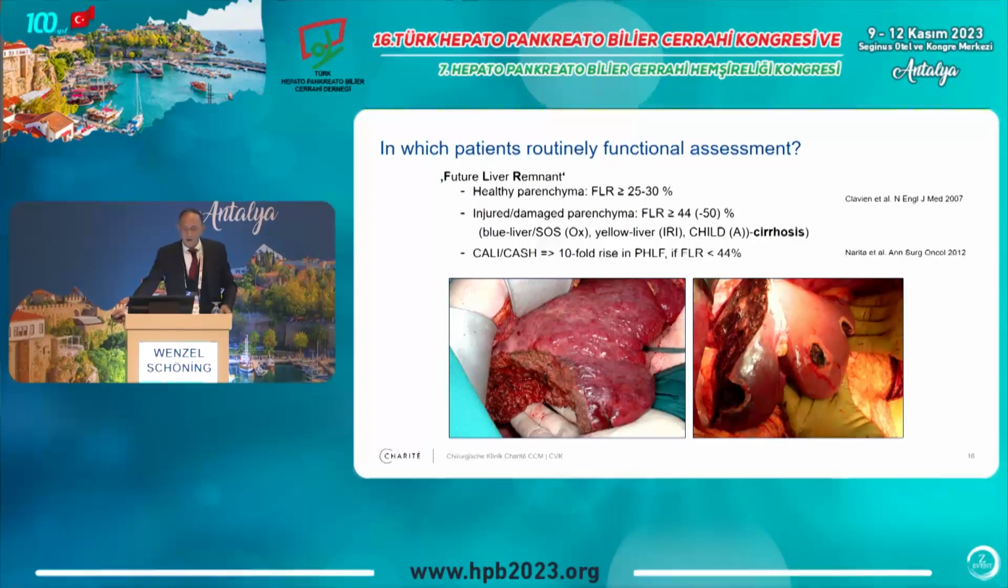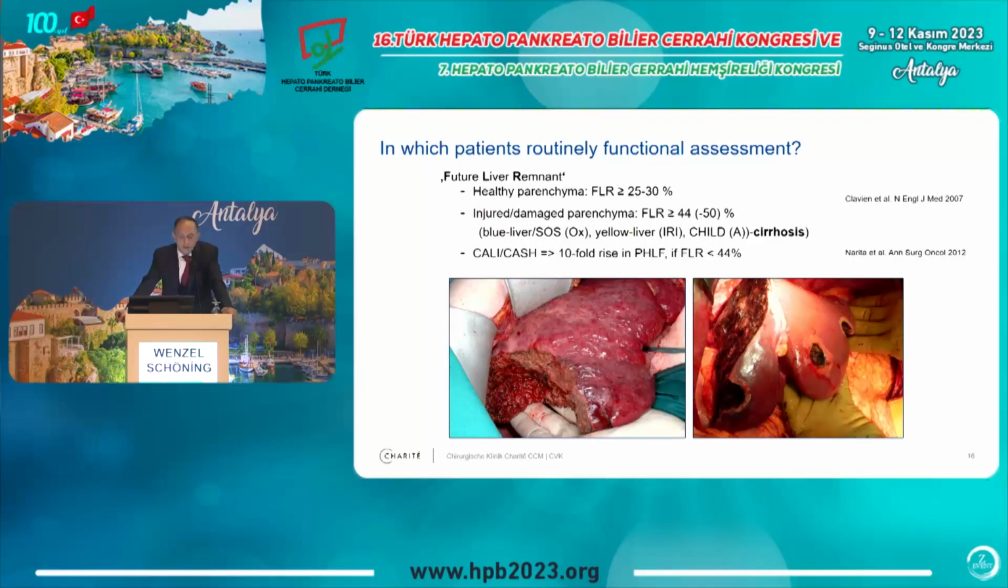So, in which patient routinely functional assessment? Some words about future liver remnant. As you all know, healthy parenchyma. This was already published by Clavien a couple of years ago in the New England Journal of Medicine. With healthy parenchyma, you can do extended resections, and future liver remnant volume should be about 25 to 30%.